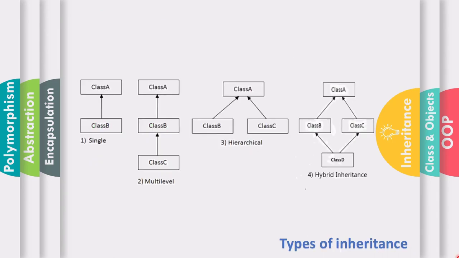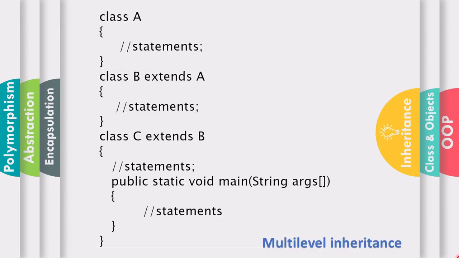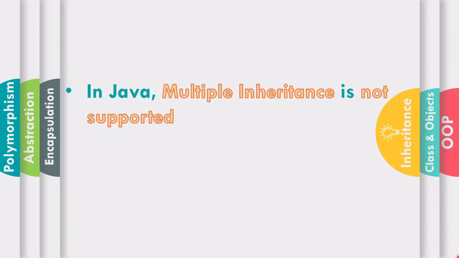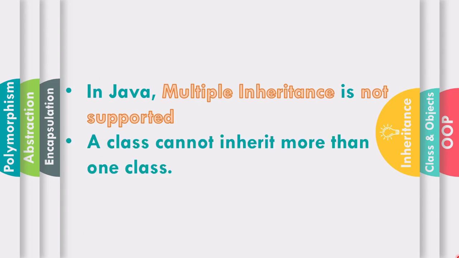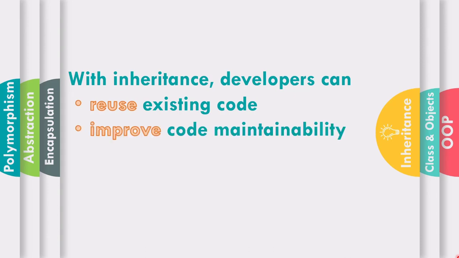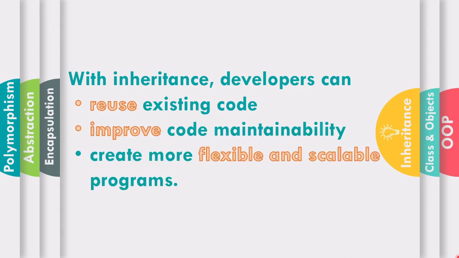These are the types of inheritance: single, multi-level, hierarchical, and hybrid. These are Java examples of types of inheritance. In Java, multiple inheritance is not supported. A class cannot inherit more than one class. With inheritance, developers can reuse existing code, improve code maintainability, and create more flexible and scalable programs.